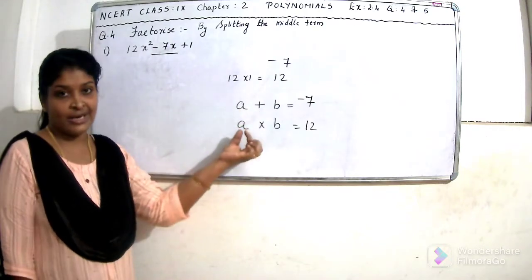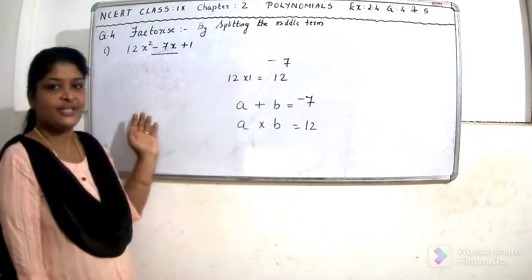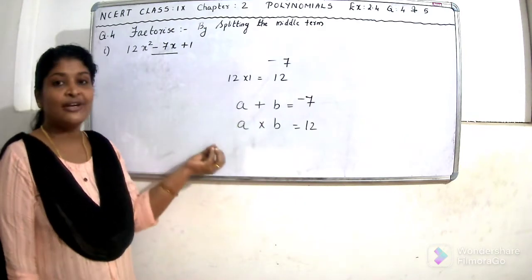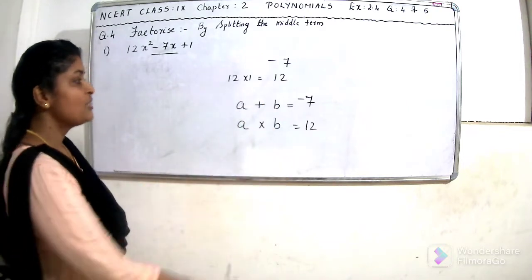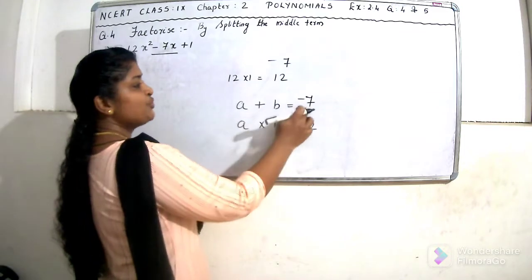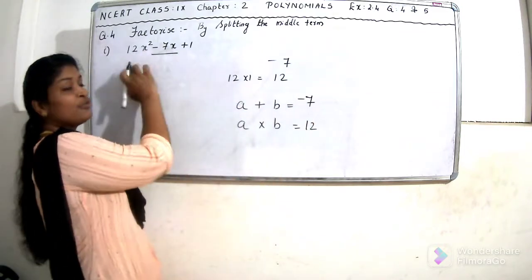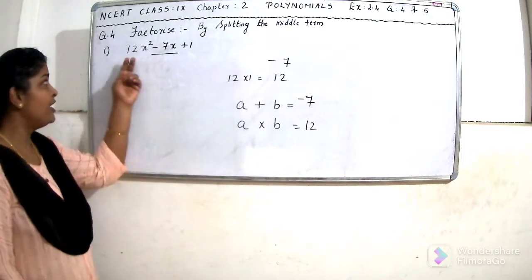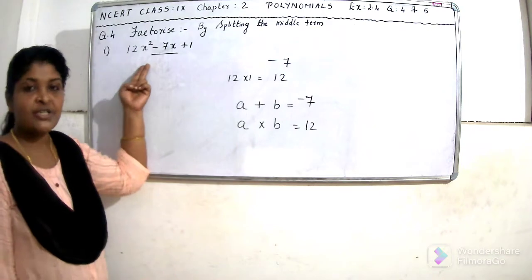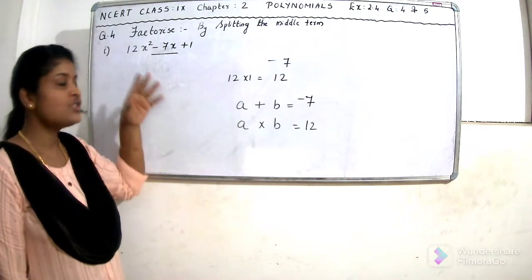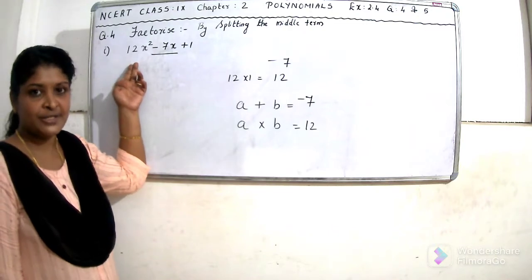So this is a skill. If we are able to do this, then factorization is very easy. To get those two numbers, this is the method, a shortcut method. So here a plus b should be negative 7, and a into b should be the product of the first and last numbers. Every time there is not a coefficient. In this particular question, there is a coefficient for x². In every question it is not compulsory that the numerical coefficient is there.